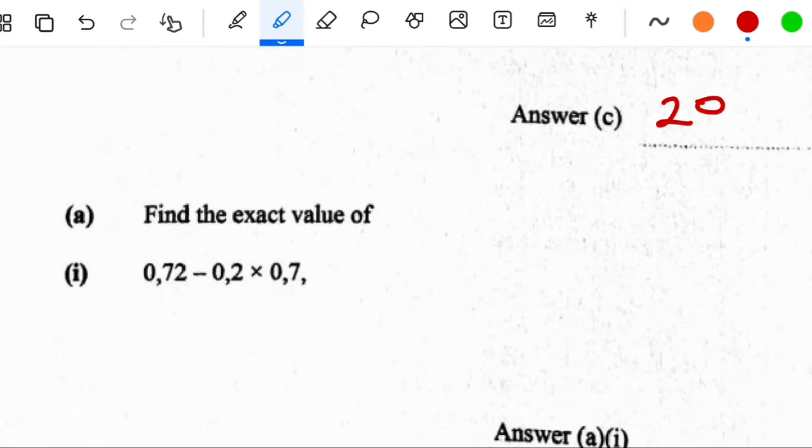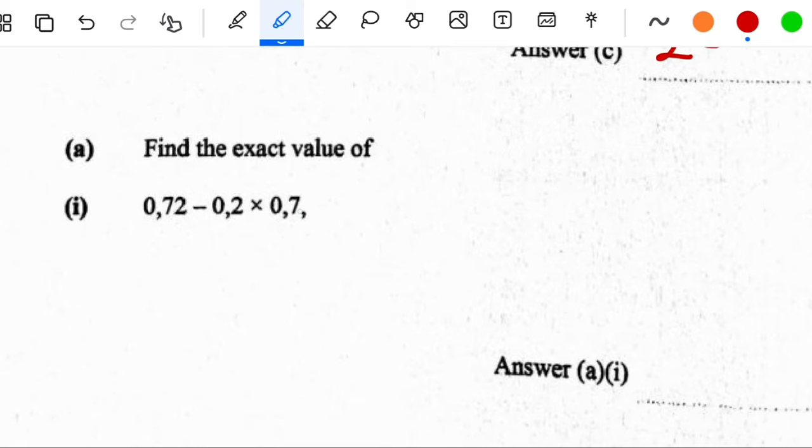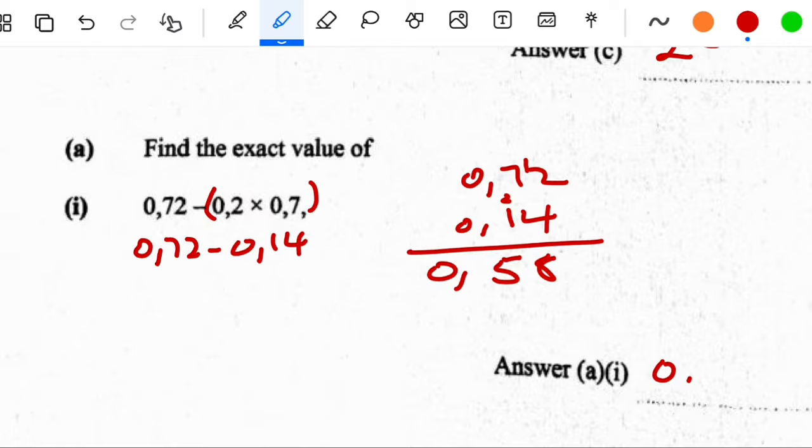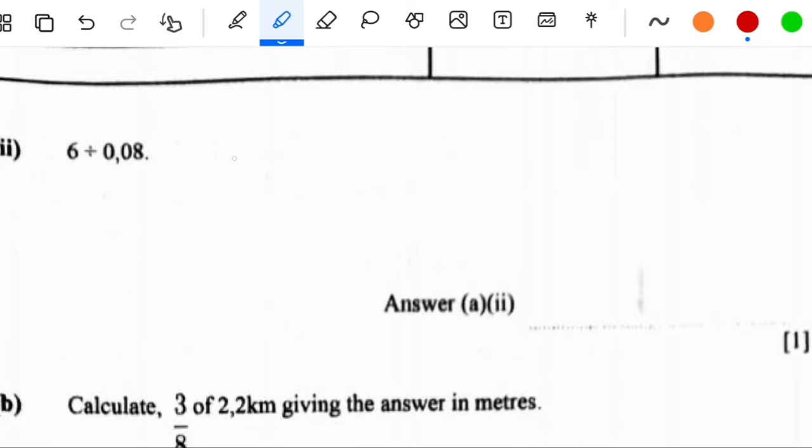Then to find the exact value of this one. Okay, so what can I do there? I can first multiply that one. It's going to give me 0.14, 0.72. Then if I subtract that one, I'm going to get what? Let me do it here. 0.72 minus 0.14. I'm going to get 12 and 2. So 12 minus 4 is 8. 7 minus 2 is 5. So here's 0.58.